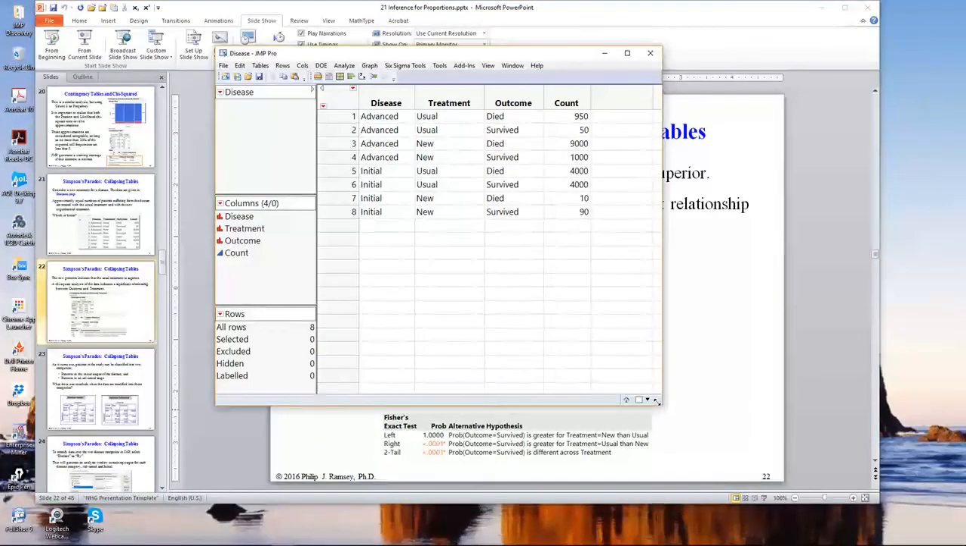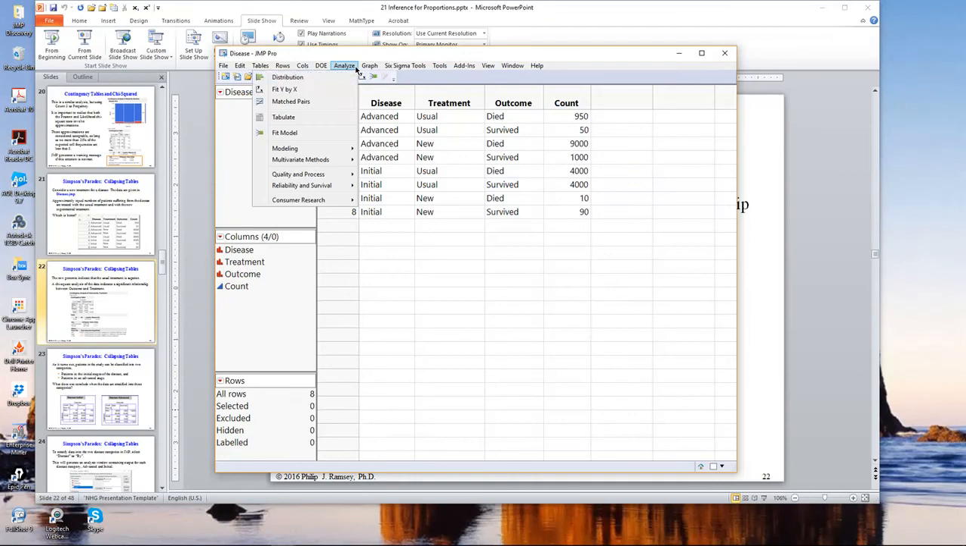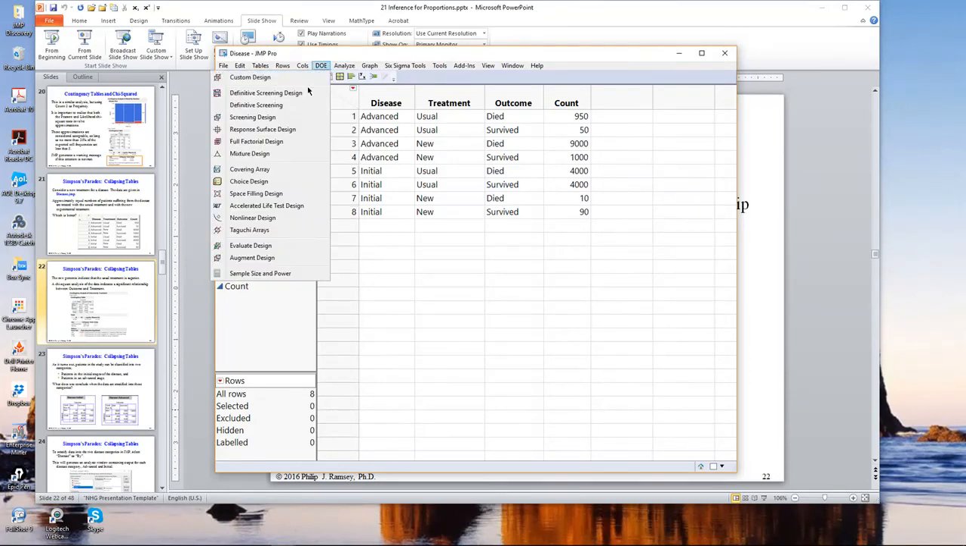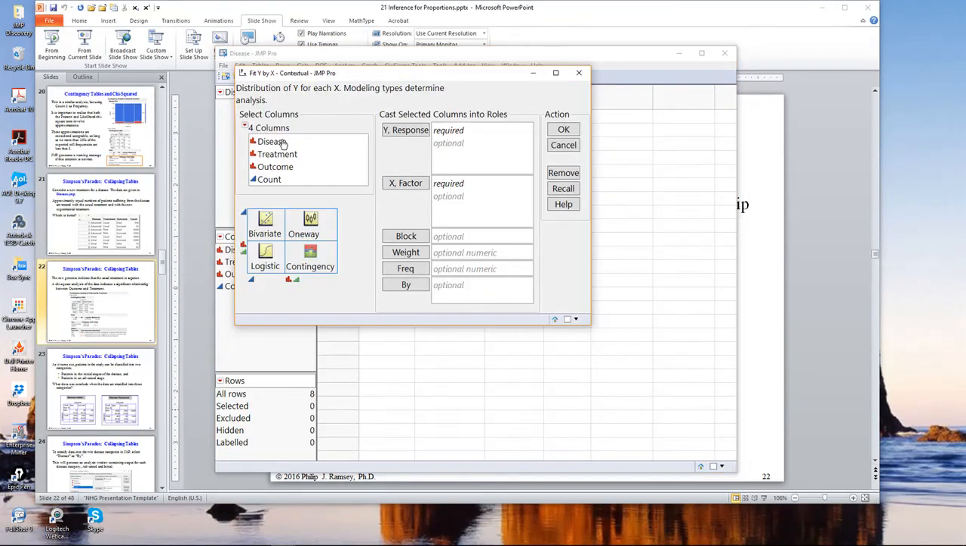So here's the data in cross-tabulated form, so keep track of the count column. So I will first go to the Analyze menu, Fit Y by X. I will make treatment X and the outcome Y. We're interested for the different treatments, what are the outcomes? Both are nominal, and I'll put count in the frequency box.